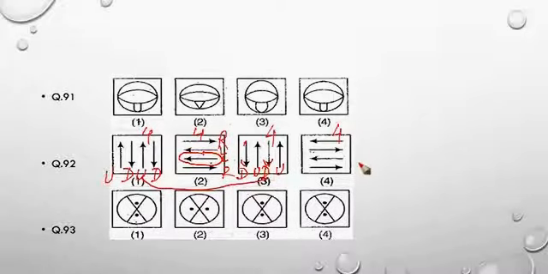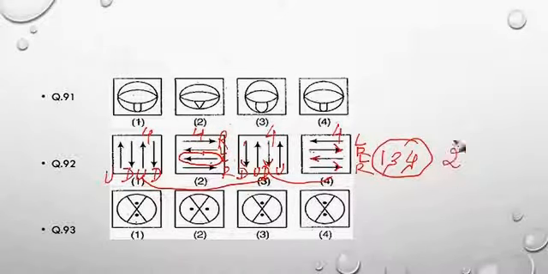Let's check option number 4. In option number 4, the first arrow is on the left side, the next arrow should be on the right side, it is exactly in the right direction. The next arrow should be in the left direction, it is again in the left direction. The next arrow should be in the right direction, it is in the right direction. So options 1, 3 and 4 are similar, whereas option 2 is different. So the answer for question number 92 is 2.